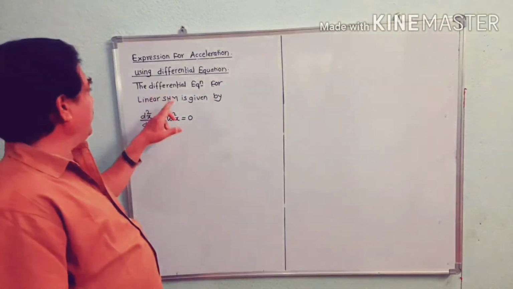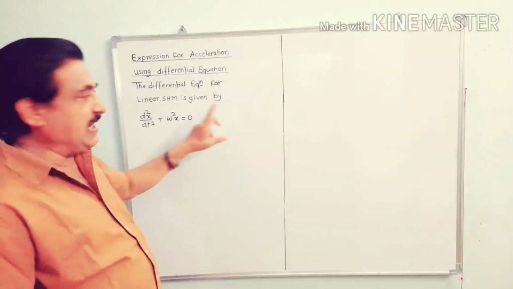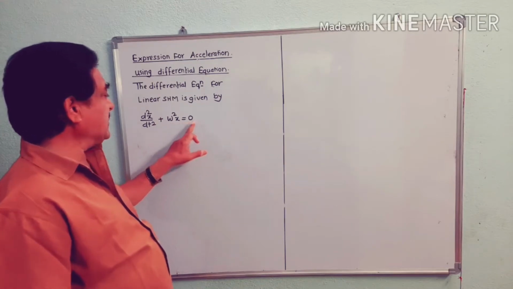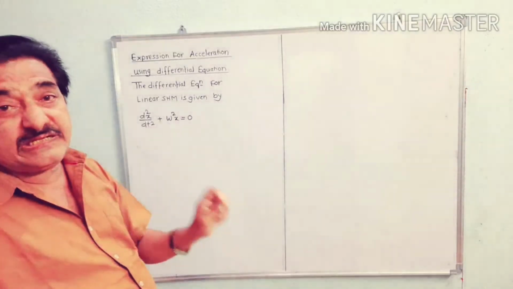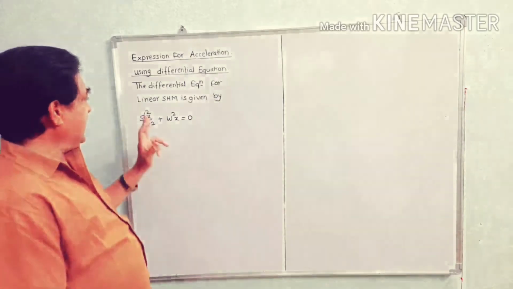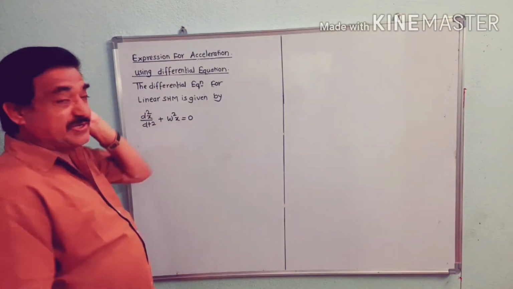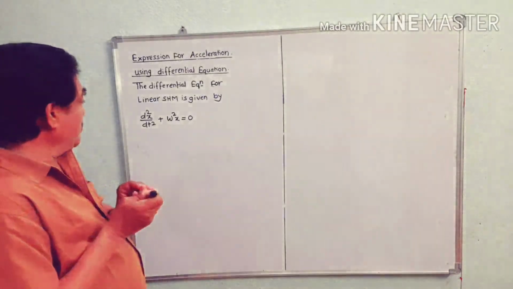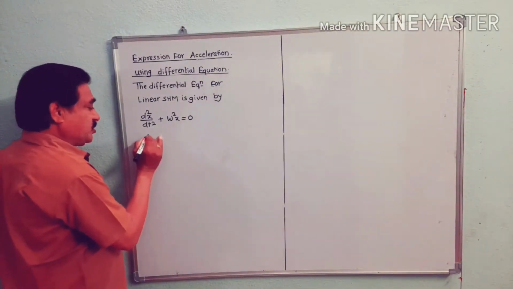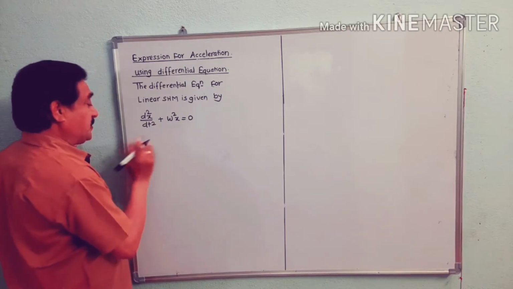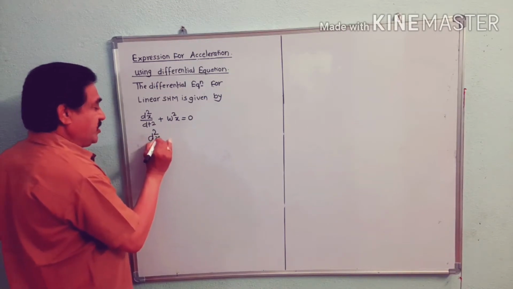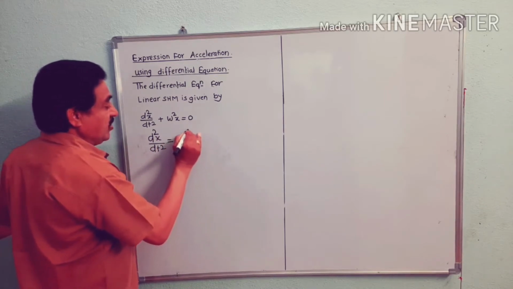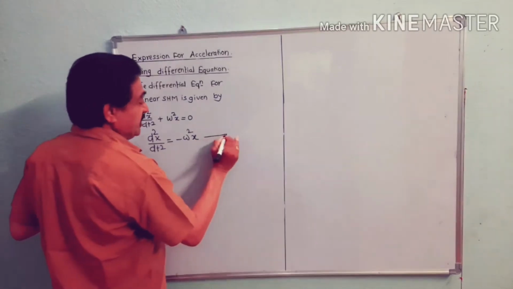So we know the differential equation for linear SHM is given by d2x upon dt square plus omega square x is equal to 0, where x is the displacement. x is the displacement. Rearranging the terms, d2x upon dt square is equal to minus omega square x. So this is equation 1.